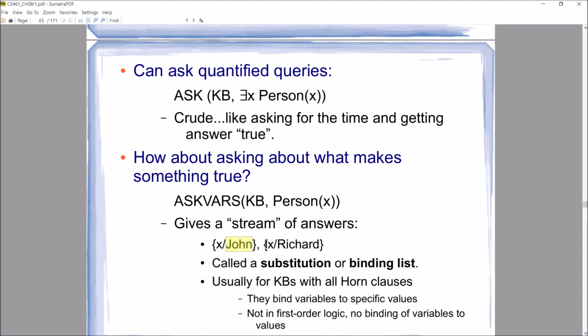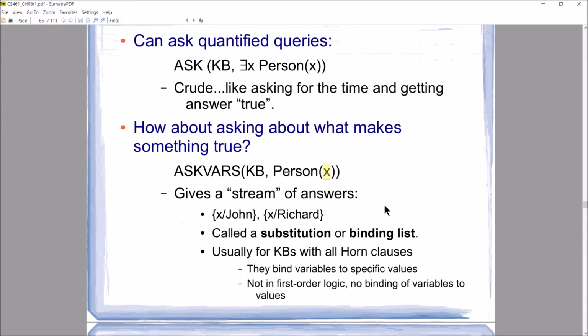Okay, I have one value of x, which is Richard. So that knowledge base knows about John and Richard, and they could satisfy person x, right? Where John is x and Richard is x. Tell me about all of the persons that you know about. This stream of answers is referred to as a substitution or a binding list.